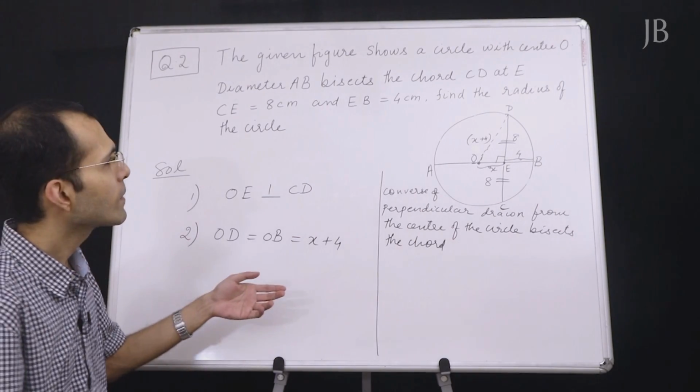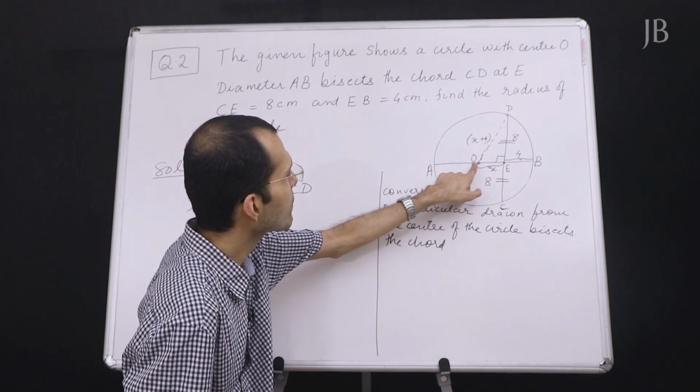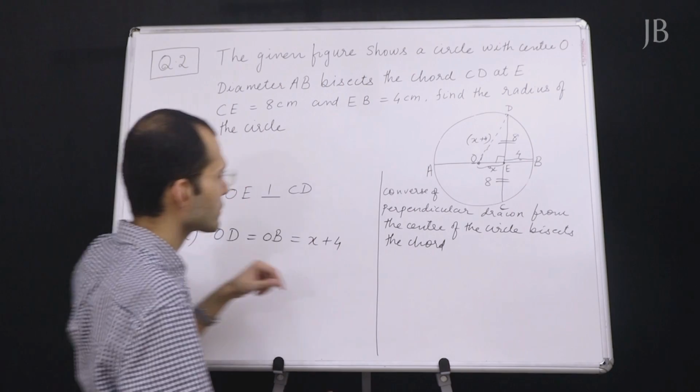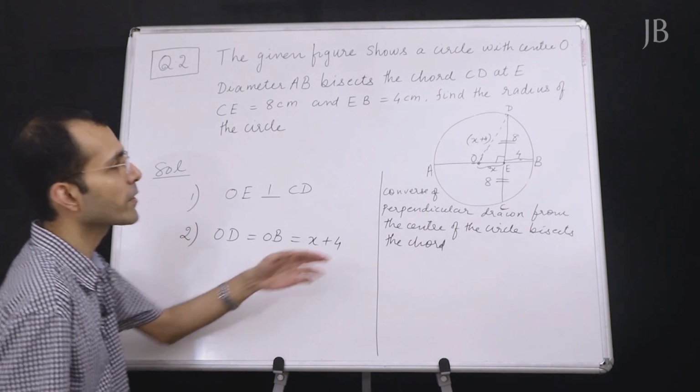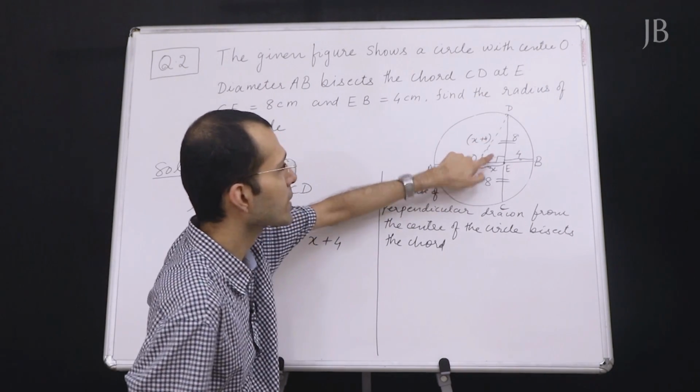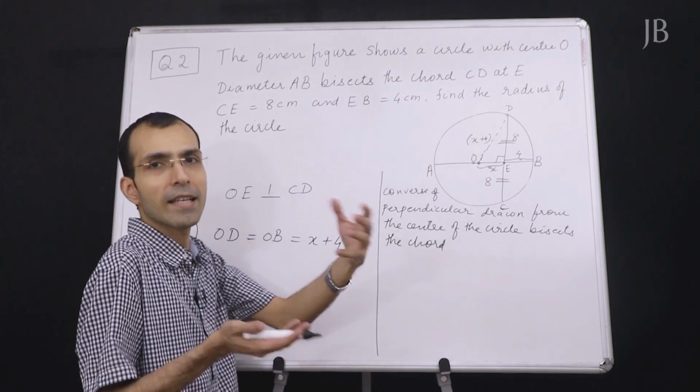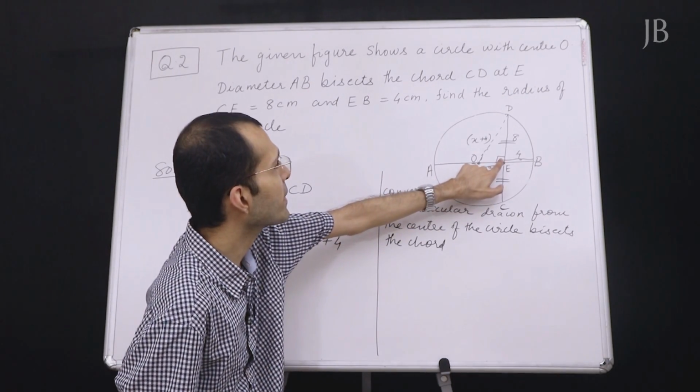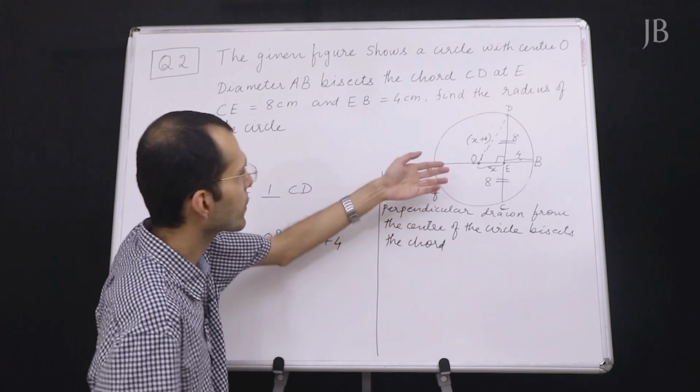Now it is trivial. Apply Pythagoras theorem to triangle OED. Who will act as the hypotenuse? OD, because hypotenuse is a side opposite to 90 degrees. So this is my 90 degrees. So OD will act as the hypotenuse.